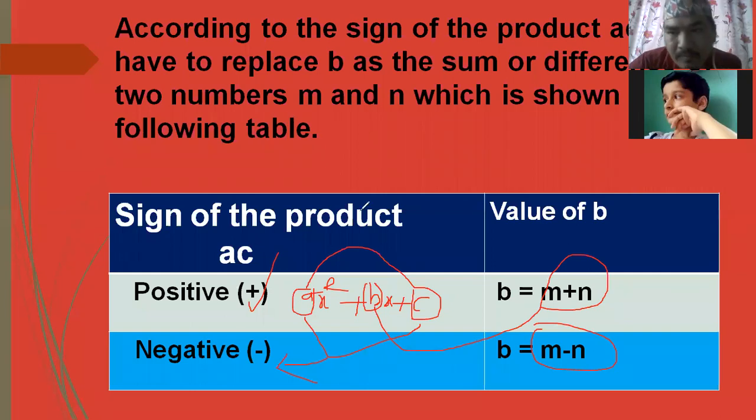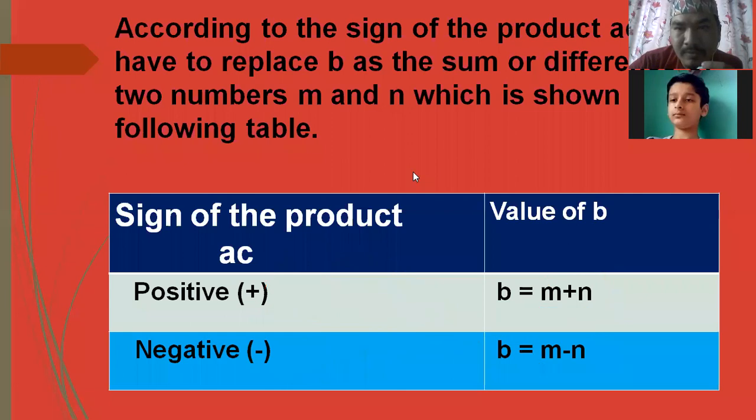Okay, Celine? Is there any confusion here? Positive and negative one? No, sir. Okay, now look here. I am going to show you the next one.